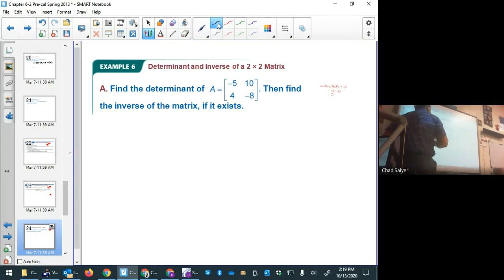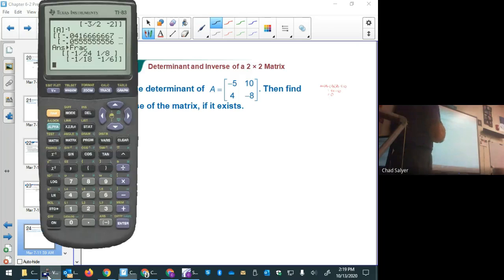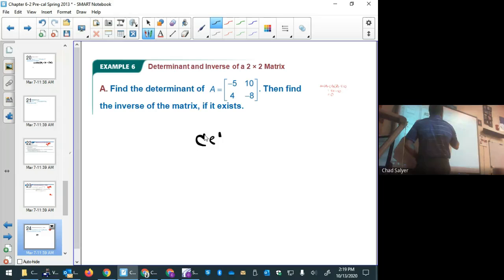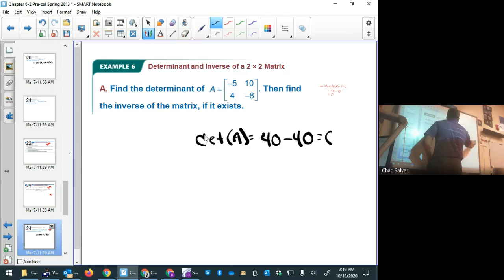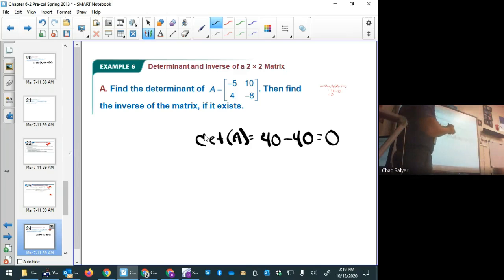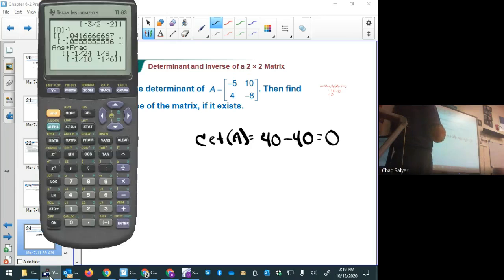Okay, so find the inverse of a matrix if it exists. So let me use the other method for this one. We can use the determinant to see if it exists. So this is 40. Ooh, we got a problem here. So if I find the determinant, remember that's this, so that's 40 minus 40 equals 0. Finally, we found what we were looking for. One that doesn't have an inverse.